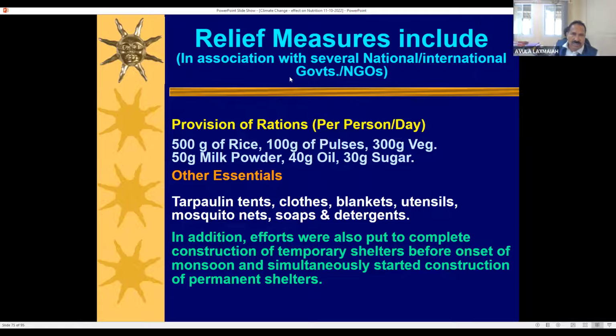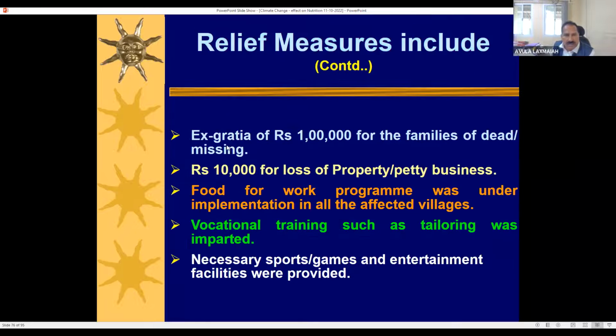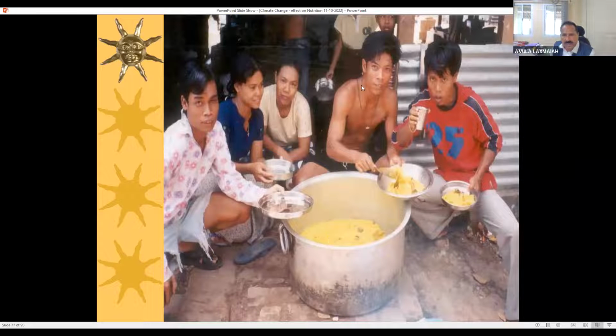These are some of the relief measures given by the government and NGOs. They also provided 1 lakh rupees for those who died, and 10,000 for lost property. These are the measures the government has taken.